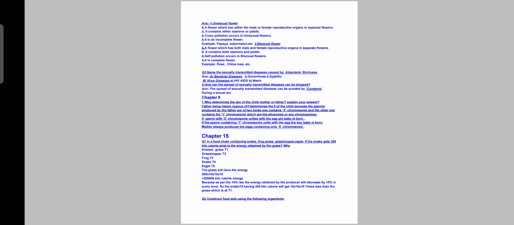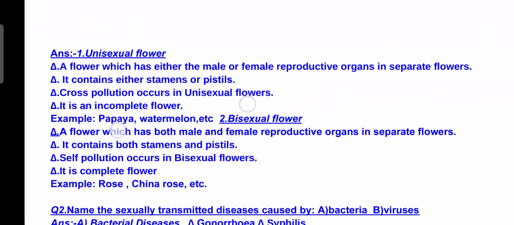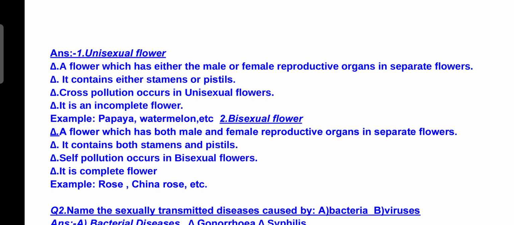Let us consider some questions from chapter 8. Write the differences between the unisexual and bisexual flowers. The unisexual flowers have only male or female reproductive organs, like one flower which contains the stamens only is a unisexual flower, or the flower which contains only the carpel. The different parts of the carpel will be the ovary, style and the stigma.